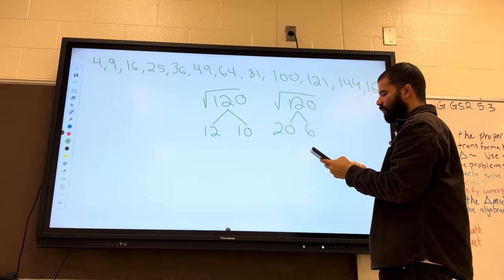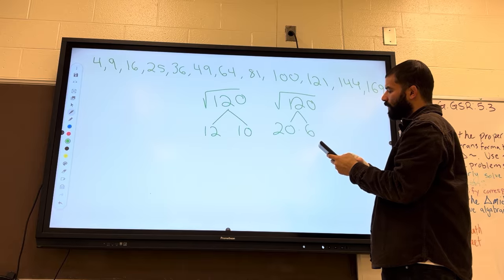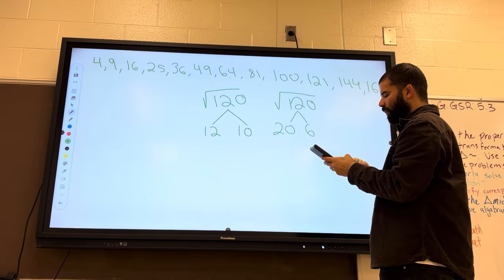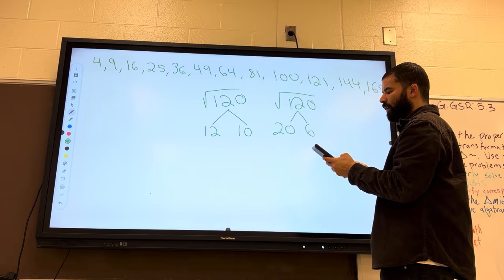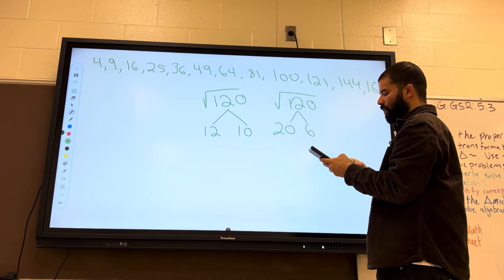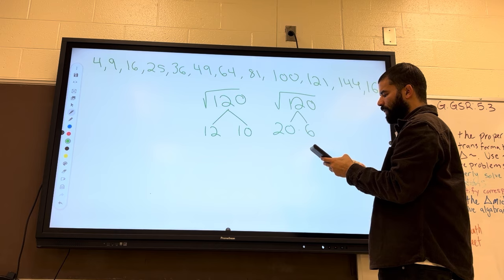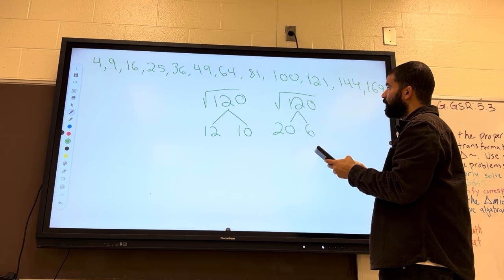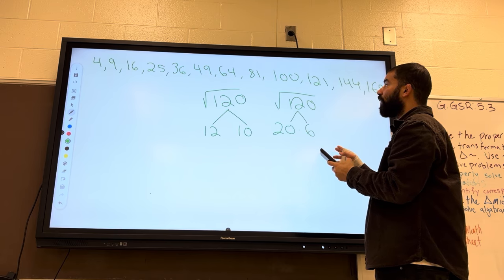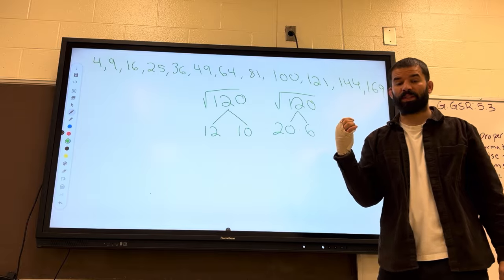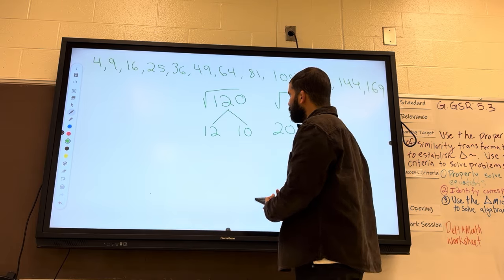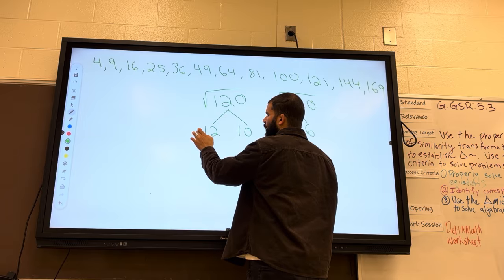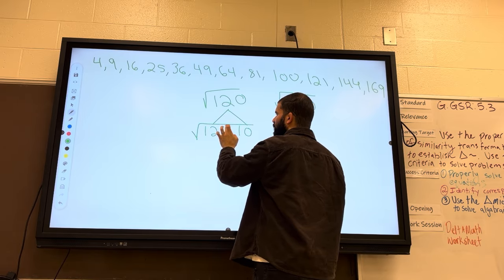Do any one of these go in? 120 divided by 25. Nope, that doesn't go. 120 divided by 16. Nope, that doesn't go. 120 divided by 36. Nope, that definitely doesn't go. So it's not looking really good as far as using the perfect squares, but this is the goal always. Then, let's break it down. We're breaking this here and here.